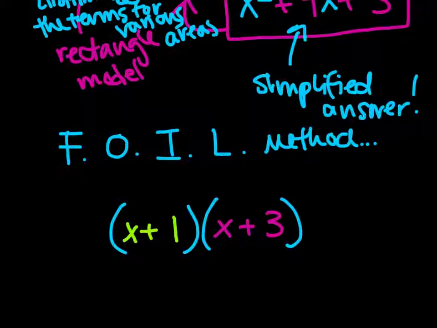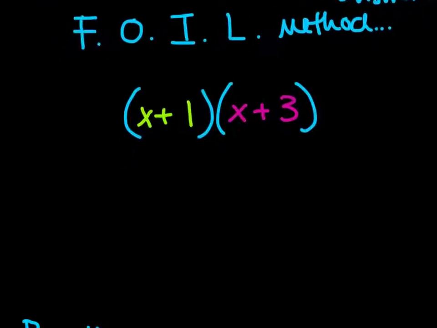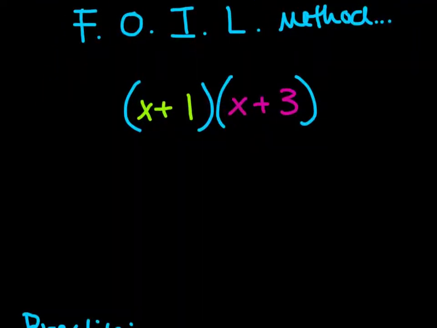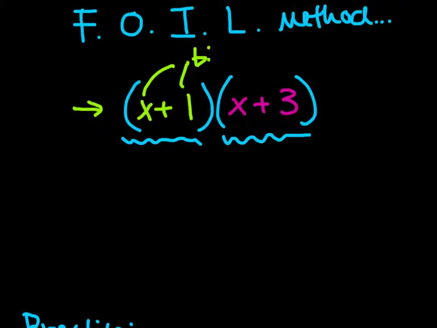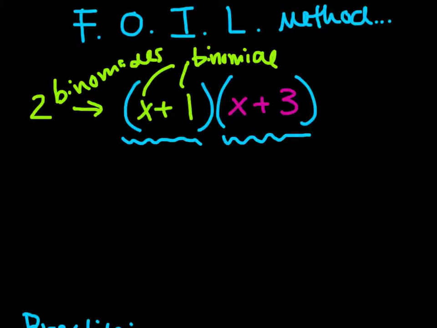Now we're going to take this one more step, and I'm going to give you one more method that you can use. And this only works for what's called multiplying two binomials. So what we have here is two binomials. We have two terms, therefore bi means two, and nomial means term. So we have two binomials.